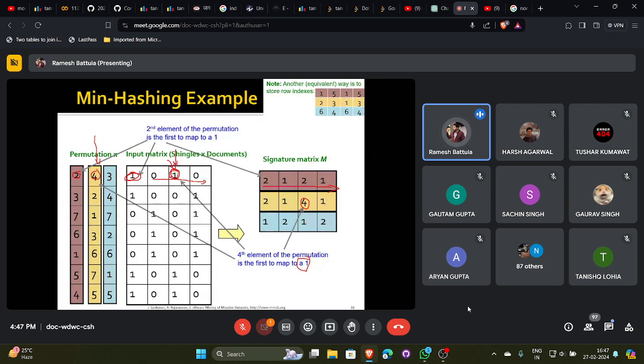So we'll do one thing. We will discuss tomorrow also with this example so that everybody is able to understand better. I think most of you understand partially. We need more clarity. We will take another example and solve it so that everybody understands this min hashing example.